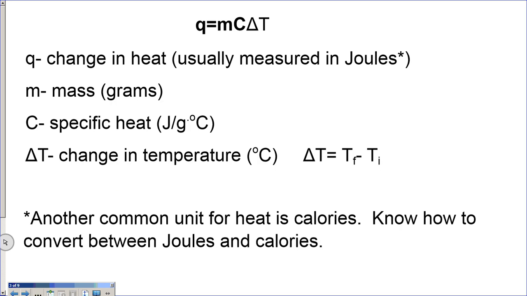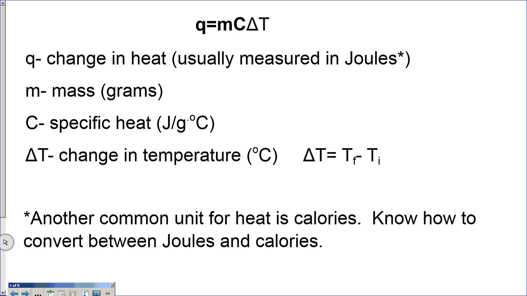So our main equation that we're going to use for a lot of our thermochemical equations is this: Q equals MC delta T, where Q is referring to the change in heat. Usually it's going to be measured in joules. Sometimes you may see it in calories. The M is going to be our mass in grams. The C is our specific heat, which is in joules per gram times degrees Celsius. And our delta T is going to be our change in temperature, and we're going to have that in degrees Celsius. We don't have to change to Kelvin for these.